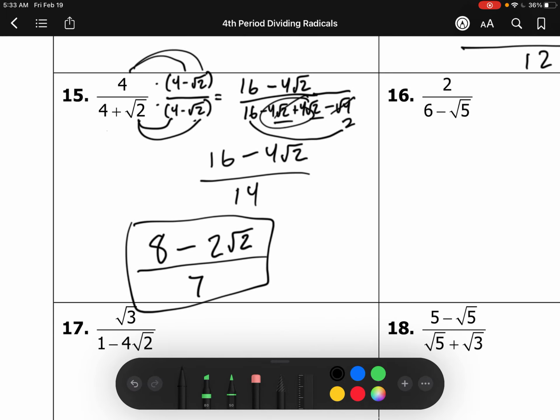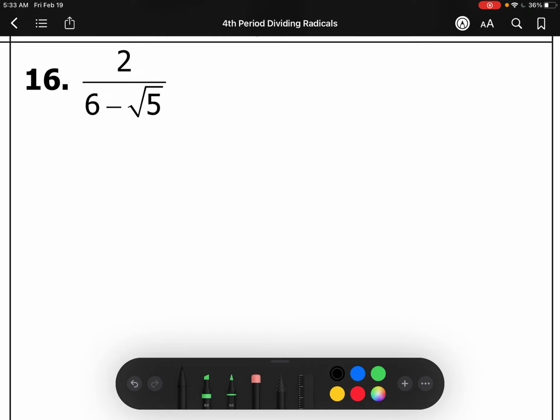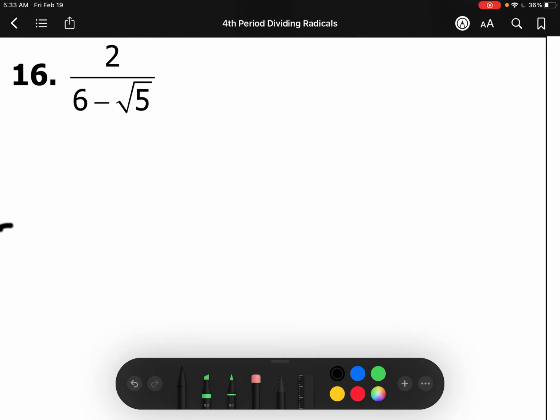All right, hope that one made sense. I'm going to go through this next example again. I'm going to go through this one slowly so that you guys can, again, see what we're doing here.